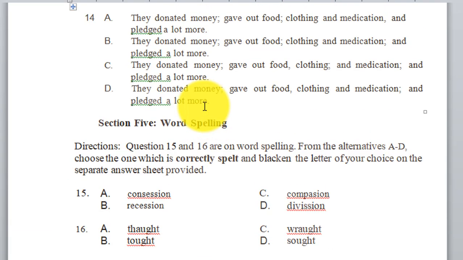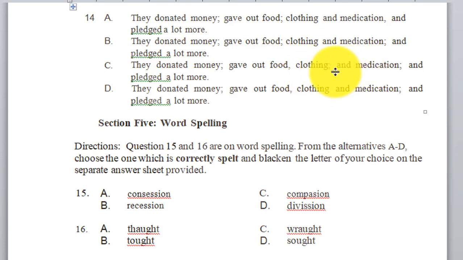The next question, question number 14. They donated money here. Donated money, comma, gave out food and clothing and medication here and plugged a lot more. No, it's not the answer for the question here. And here is the guy alone, and here is a kind of punctuation mark that makes the sentence wrong. ስህተት አድርጎታል እዚህ ጋር ስለዚህ እሱም መልስ ሊሆን አይችልም so the other one is here, look here.